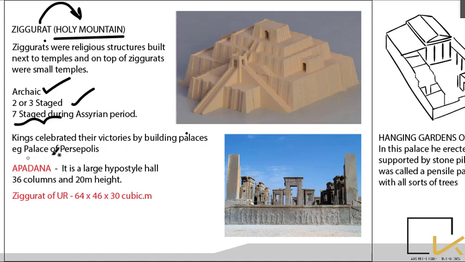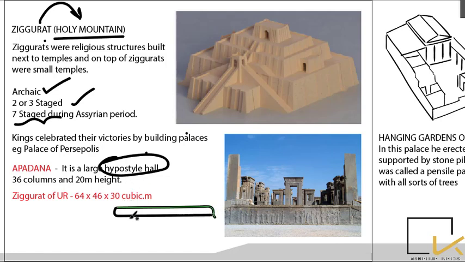A great example is the Palace of Persepolis. There is a term known as Apadana. Apadana is a large hypostyle hall which consists of 36 columns and was 20 meters in height. A hypostyle hall is nothing but a hall with a roof which is supported by columns.